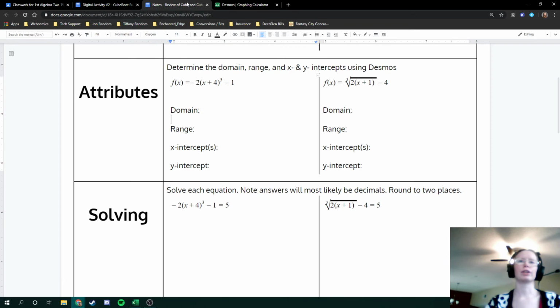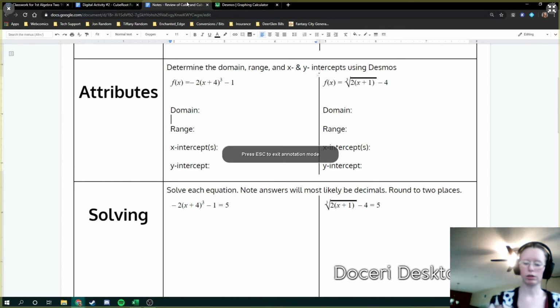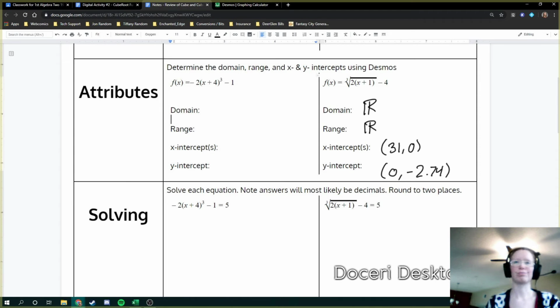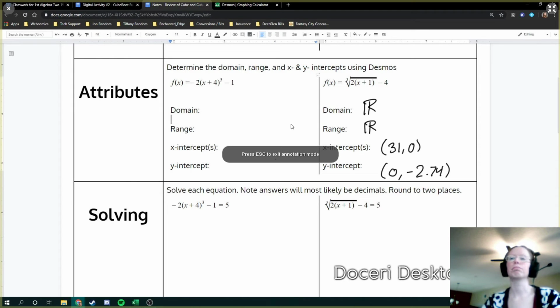Alright, back over the notes. Jot that down. So it was all real numbers again for both the domain and the range. Our x-intercept we found at 31, 0, and our y-intercept at 0, -2.74. Cool. Alright, moving on.